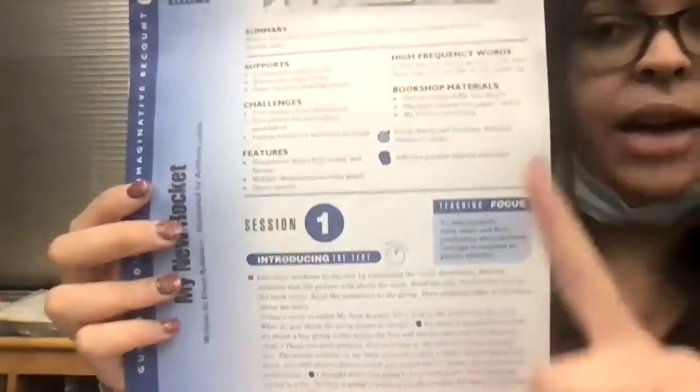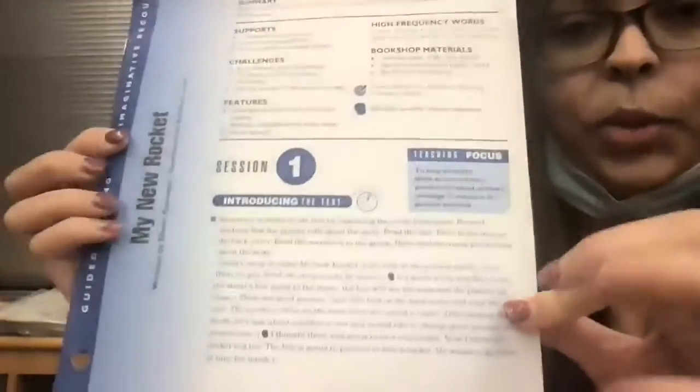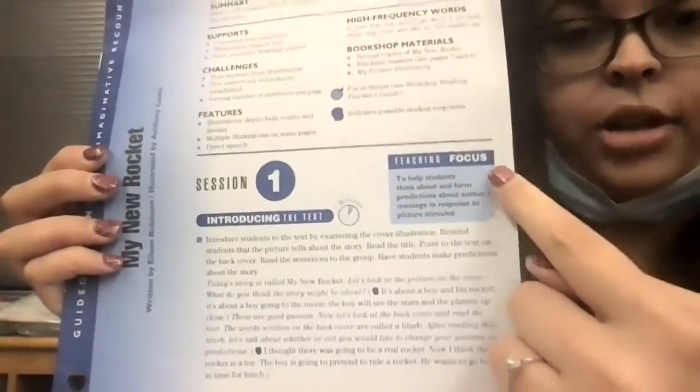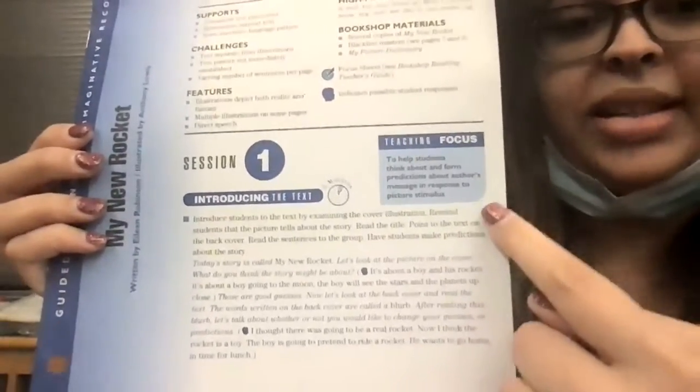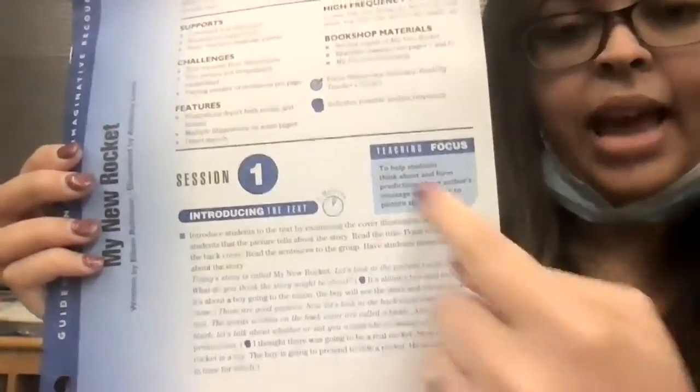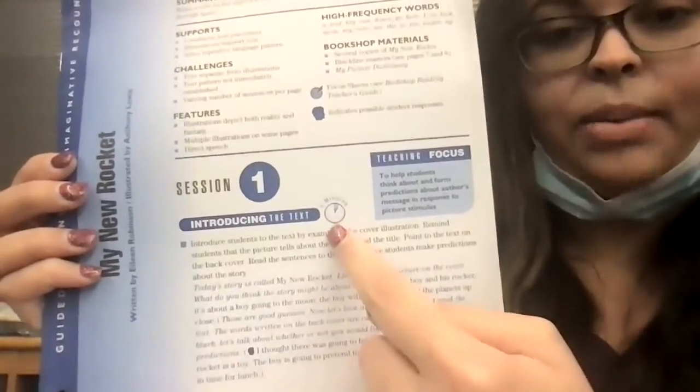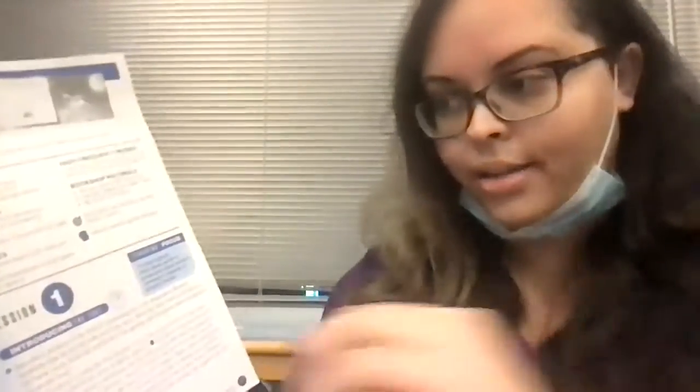Now, if you've never taught a guided reading lesson, this is your guided reading gold. This is liquid gold, okay? You are going to have your teacher focus, and it tells you exactly how to introduce this text, and it also gives you your time limit, okay? So this is just a quick 5-minute introduction to your text.